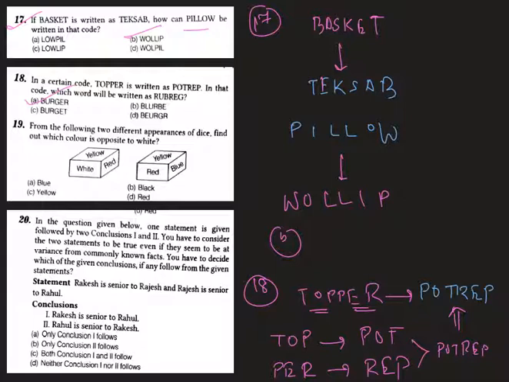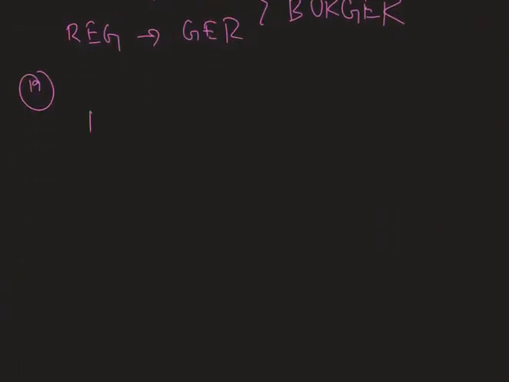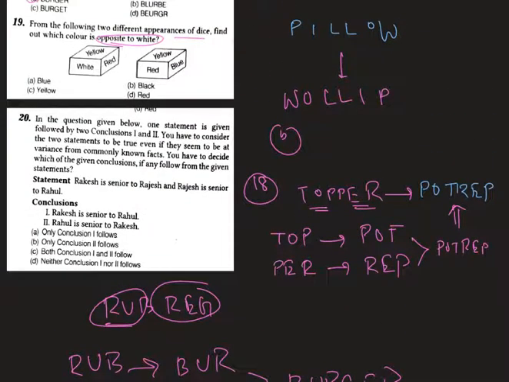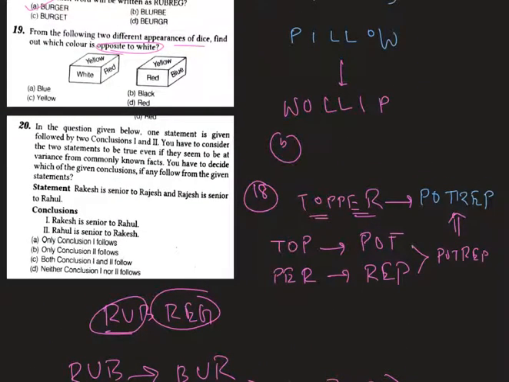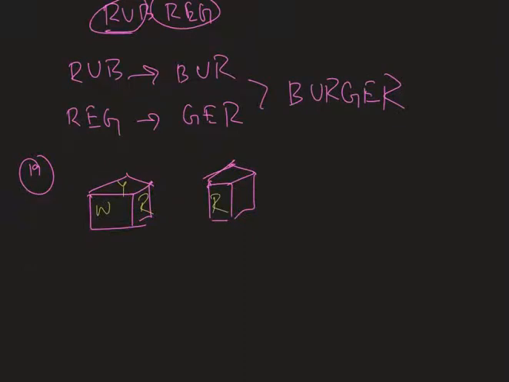From the following two different appearances of dice, find out which color is opposite to white. So we have two dice. In these dice we have colors white, yellow, red for the first, and in the second we have red, yellow, blue. In the front face we have red, in the upper face we have yellow, in the side face we have blue.